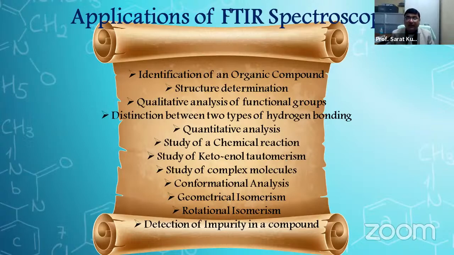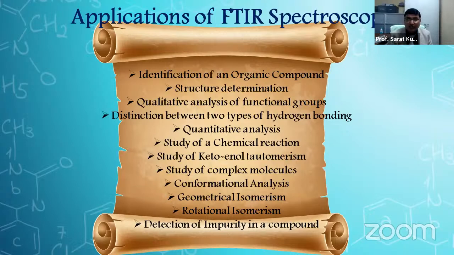And the study of chemical reactions. How do we study a chemical reaction? If it is a chemical reaction, or whether hydrogen bonding is there, you can identify it in FTIR spectroscopy. Suppose you are doing a polymerization reaction, ethylene to polyethylene: the double bond becomes a single bond, and then there is a change in the vibration.